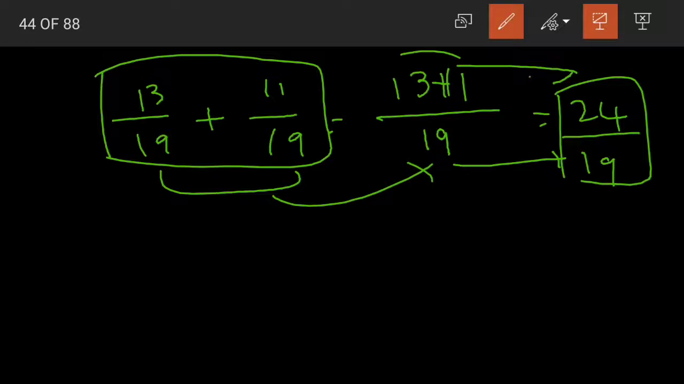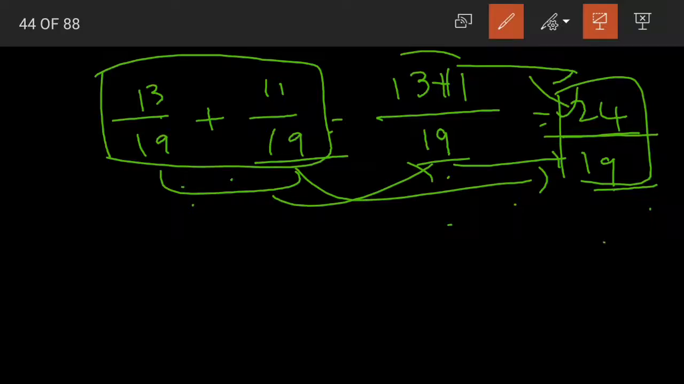Actually, addition of like fractions is very simple. We just have to write the sum of numerators divided by the common denominator. We need not add the denominators. We just need to copy the same common one.